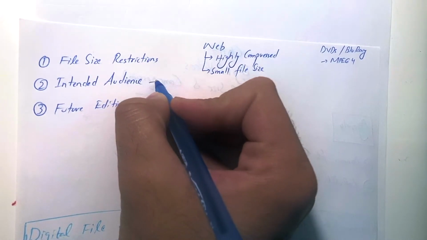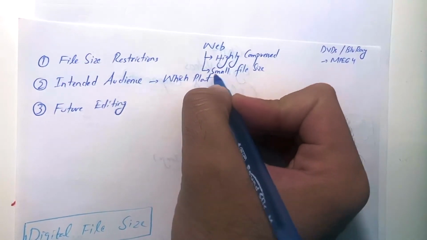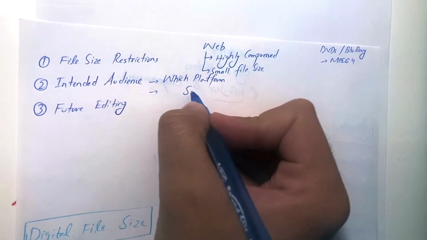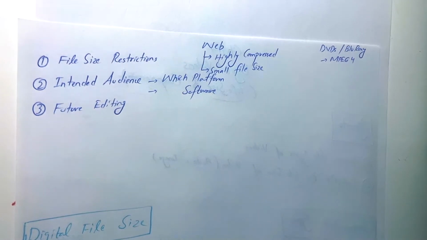Another factor which is again used to create the file type is the intended audience, like which software they have, which platform users are going to use in order to watch the movie, which particular software they got. So platform or the software.